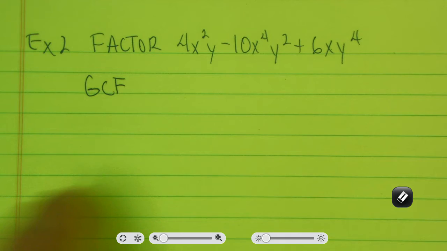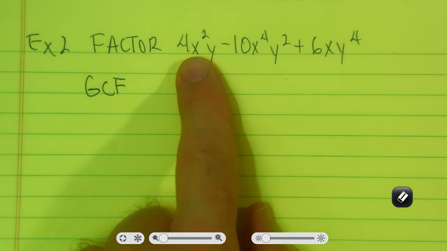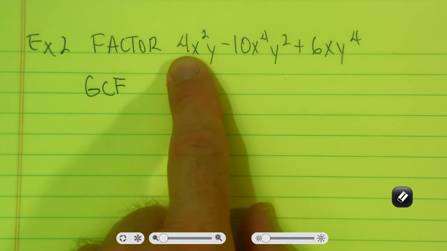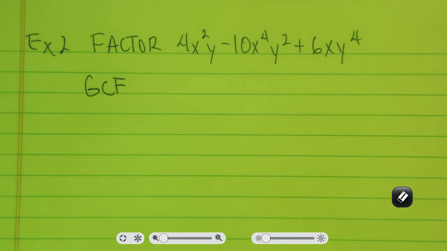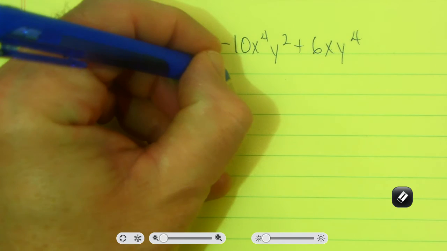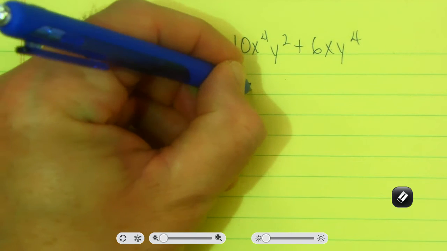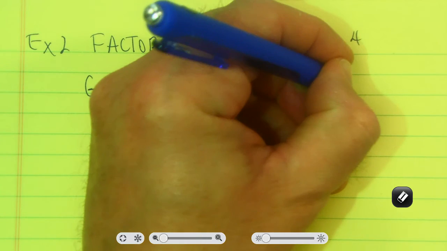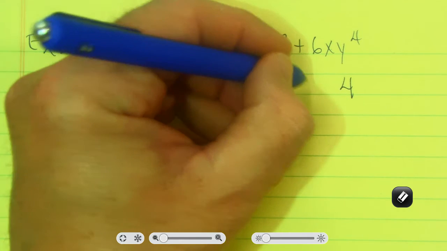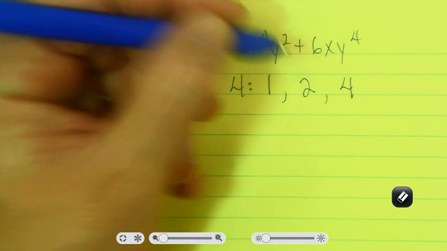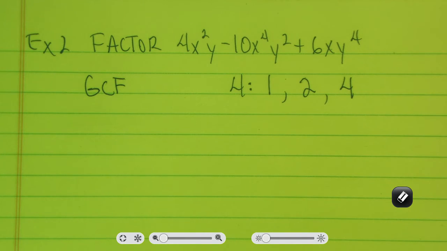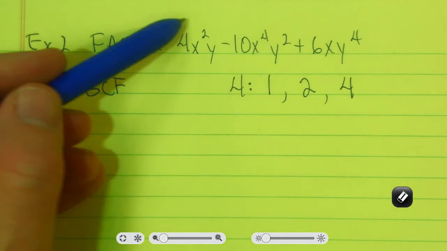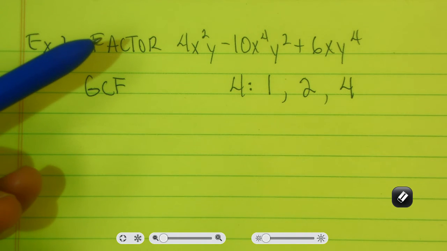Well, all I need to do is look at the smallest coefficient, 4, 10, and 6. The smallest one would be 4, right? Let's talk about what the factors of 4 are. The factors of 4 are 1 and 4, and then 2 times 2, well, hey, it's repeated there. So the factors are 1, 2, and 4. Well, 4 divided by 1, 4 divided by 2, 4 divided by 4, we can figure that out.